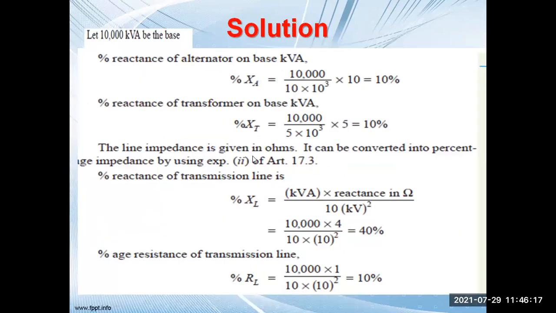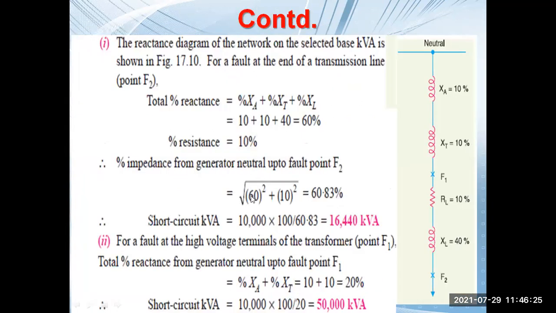And resistance value of this, we have calculated corresponding to 1 ohm, it is 10%. So what we'll do now, we'll calculate the percentage impedance. So impedance, how we'll calculate? That is the resistance square plus reactance square, then square root of that. So this is coming 60.83%. So the short circuit kVA will be 10,000 into 100 by 60.83. So this is 16,440. Then kVA is the short circuit kVA.